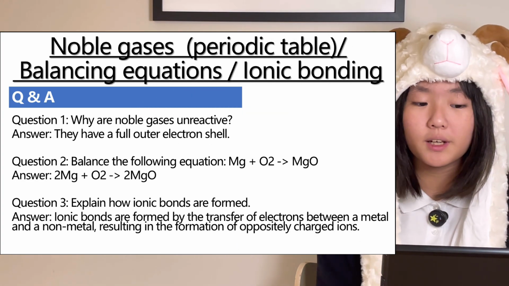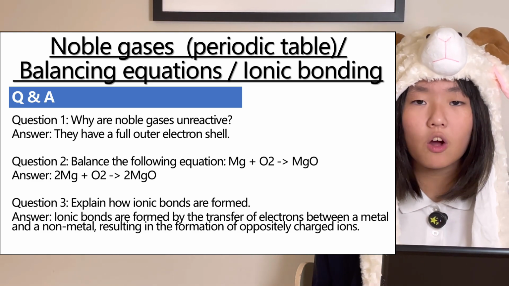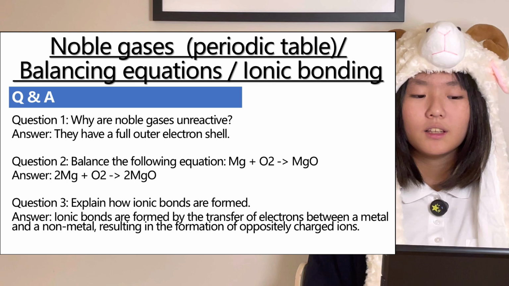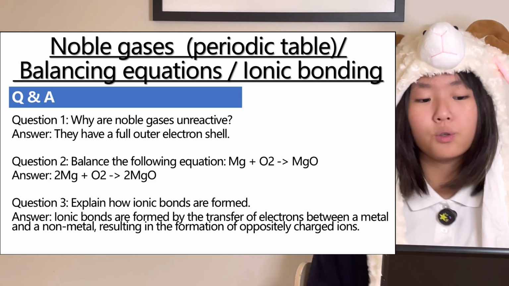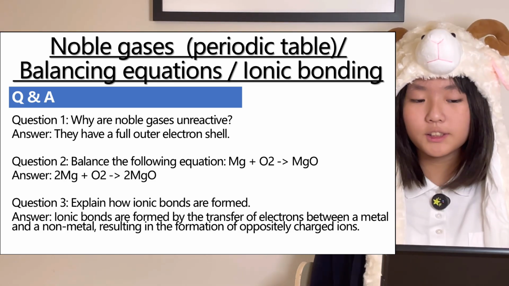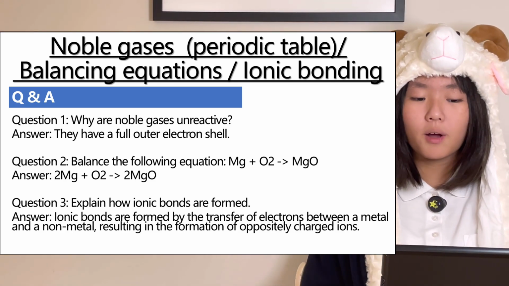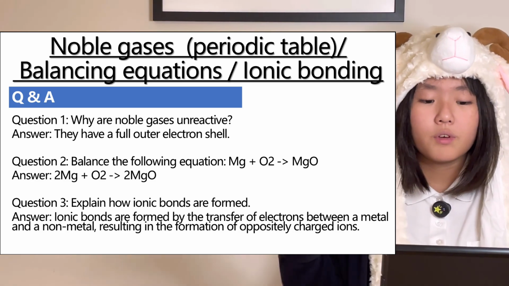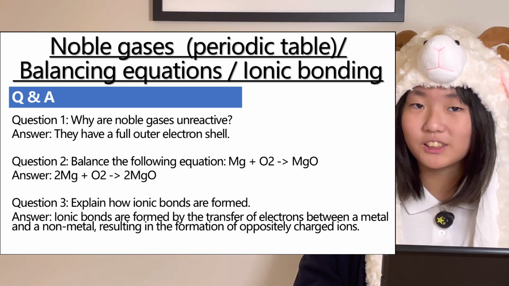The answer to question 1 is noble gases are not reactive because they have a full outer shell. The answer to number 2 is 2Mg plus O2 equals 2MgO. The answer to number 3 is ionic bonds are formed by the transfer of electrons between a metal and a nonmetal, resulting in the formation of oppositely charged ions.